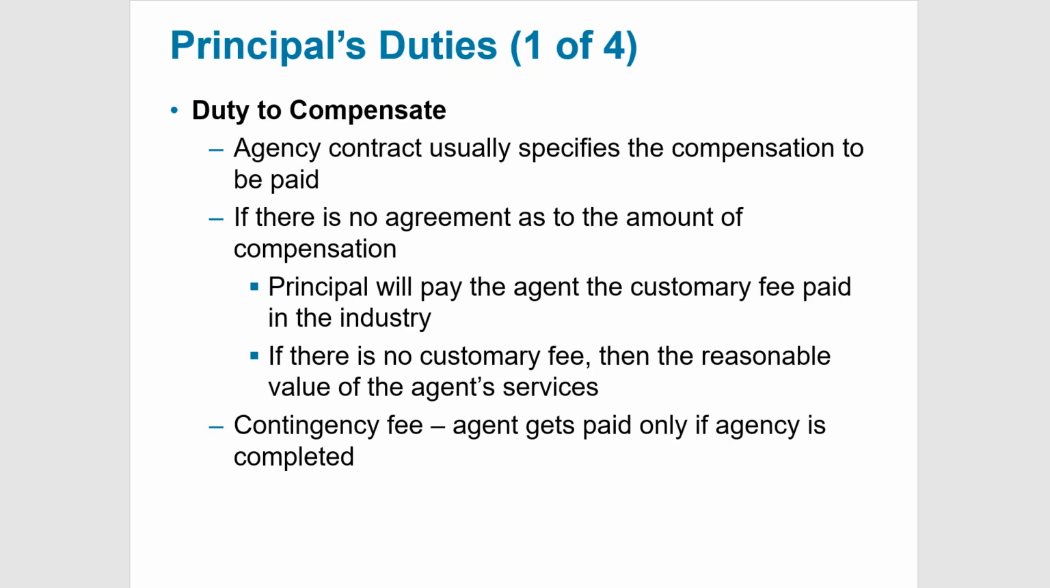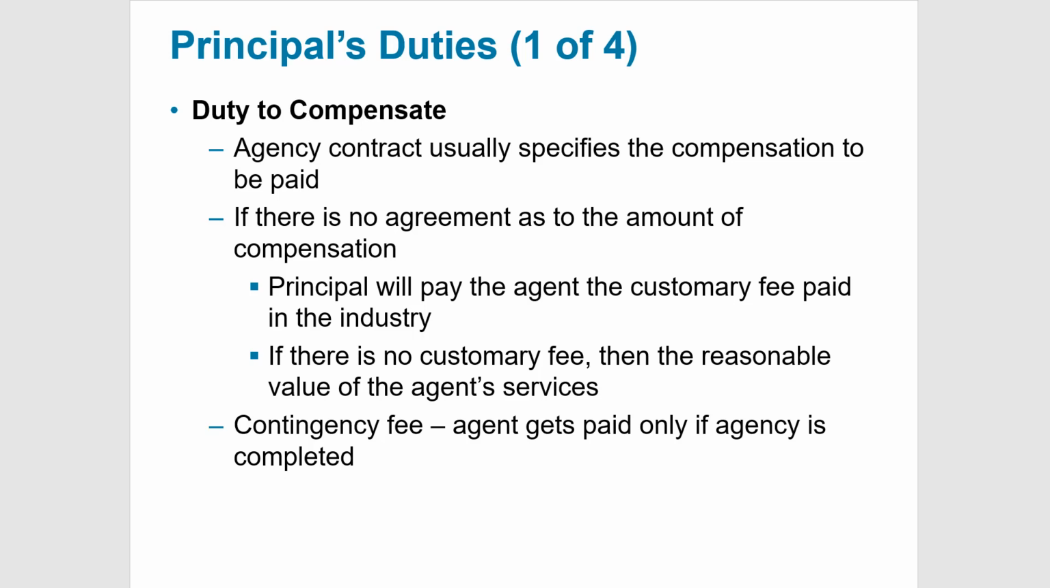Okay, so what duties do principals and agents have to one another? We'll start off with the principal and look at the main duties that a principal has. First one being to compensate. So they have an agreement, and so when the agent performs, then they should be paid. Usually the contract is going to specify whatever the compensation is going to be.